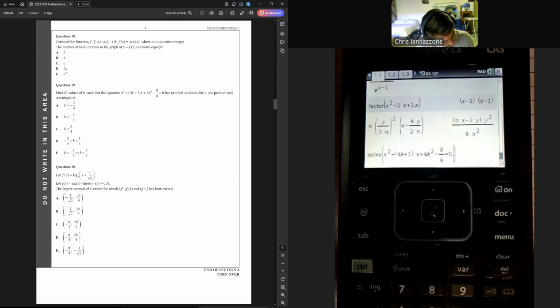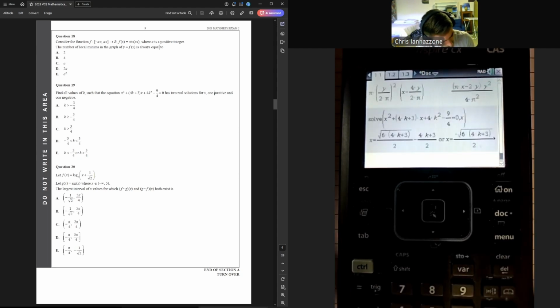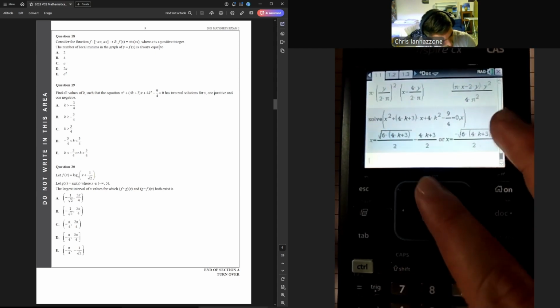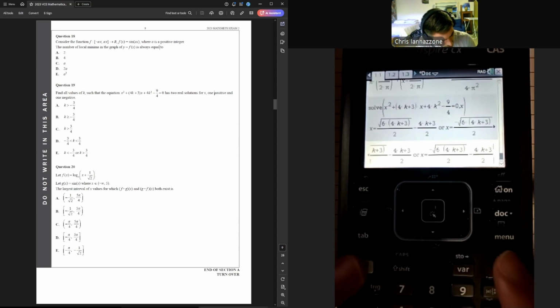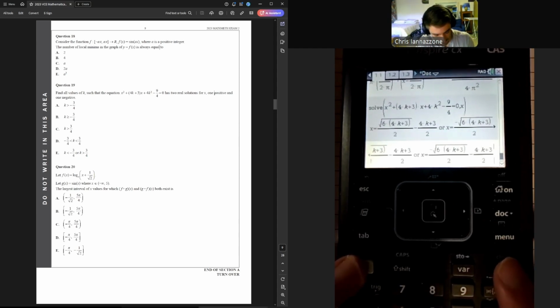And we're solving that for x. Cool, so that's going to give us 2 possible solutions. One is going to be the positive square root and the other is going to be the negative square root. Okay, you can see both of those there.